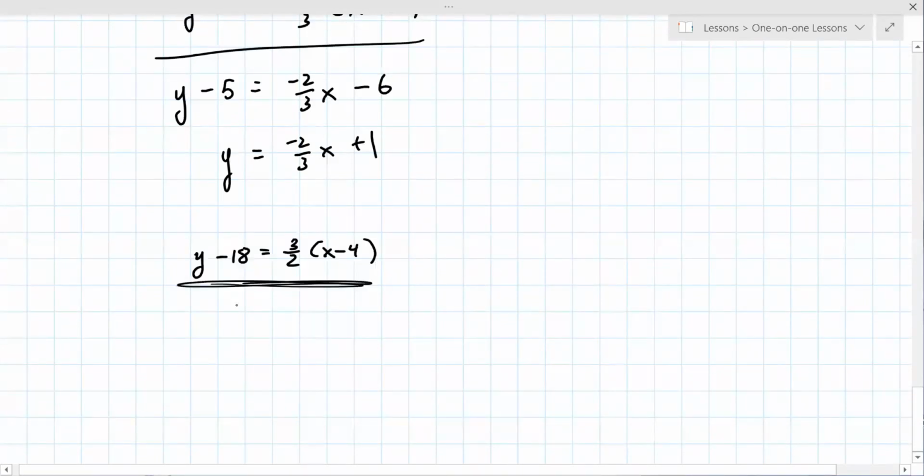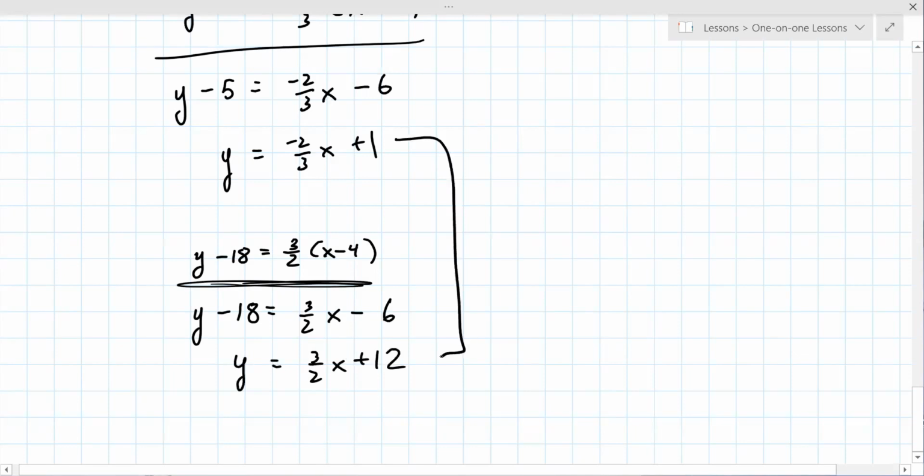So now this one, we can solve this. This is y minus 18 equals 3/2 times x minus 4, so 3 times 4 is 12, and 12 over 2 is 6. If I add 18 to both sides, I get 3/2 x plus 12. So we set these two equations equal to each other.